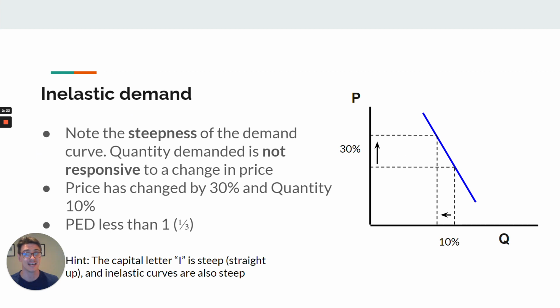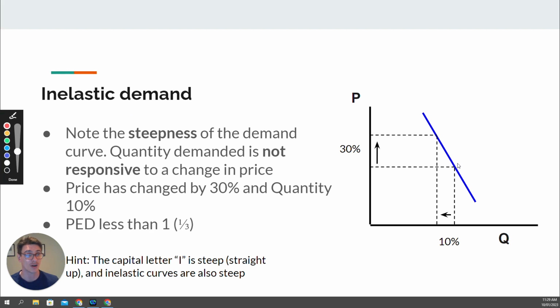Okay, so here's an inelastic demand curve. Note straight away that it's steep. I should get my pen a bit thinner. It's steep, right? And a little hint here is that if we capitalize I in inelastic like I have here, I is steep. So an inelastic curve is steep. And that can be the same for a supply curve as well. We have a steep supply curve, which I could draw on here.